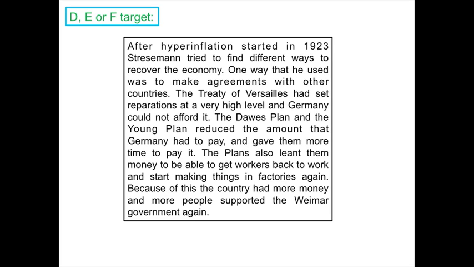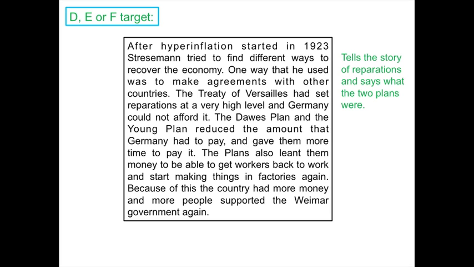The Dawes Plan and the Young Plan reduced the amount that Germany had to pay and gave them more time to pay it. The plans also lent them money to be able to get workers back to work and start making things in factories again. Because of this, the country had more money and more people supported the Weimar government again.